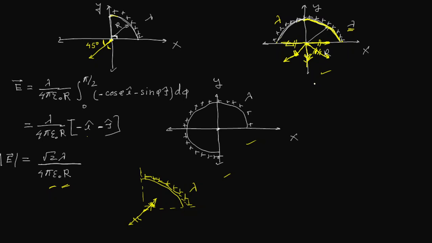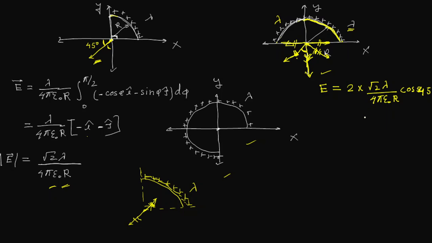And what will be the electric field? In this case, the net electric field will be along this direction. And what will that electric field be? It will simply be 2 times the cosine component of this electric field. We have already written the magnitude here, root 2 lambda divided by 4 pi epsilon naught r. So what we'll write here is 2 into root 2 lambda divided by 4 pi epsilon naught r into cos 45 degrees.